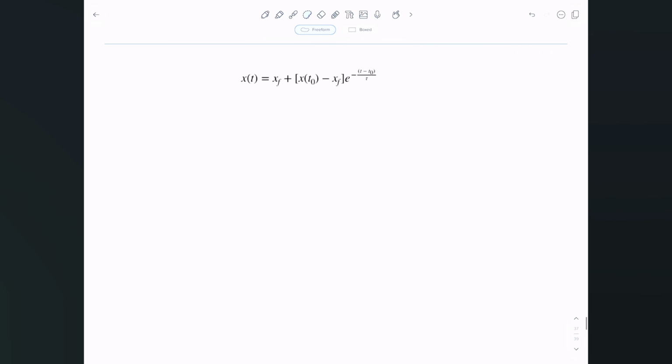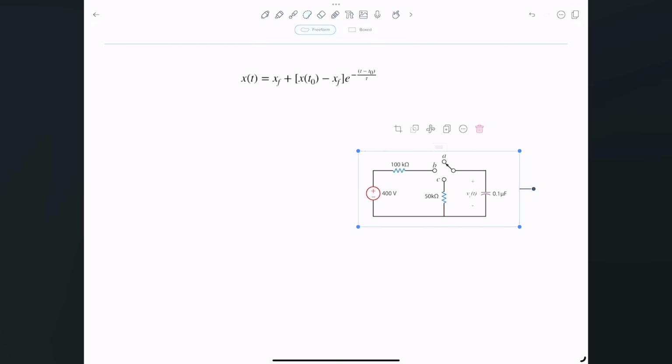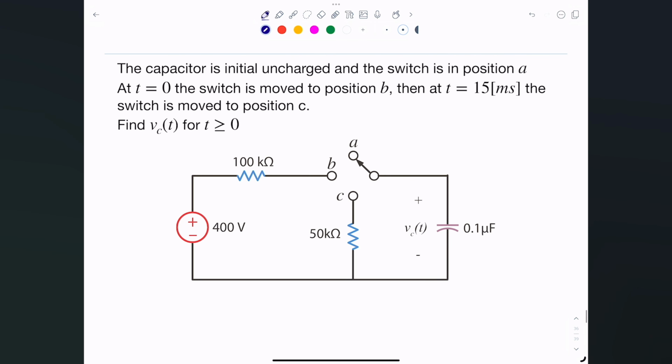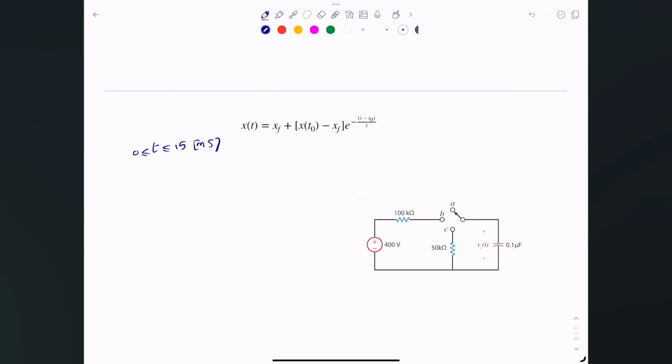So let's find the initial value. We start with the very first interval, which is t greater than 0 and less than or equal to 15 milliseconds. I believe it's 15 milliseconds, yes, milliseconds, not seconds. So 0 to 15 milliseconds is fine. The quantity we're targeting, x, is simply v of c. You can substitute it.